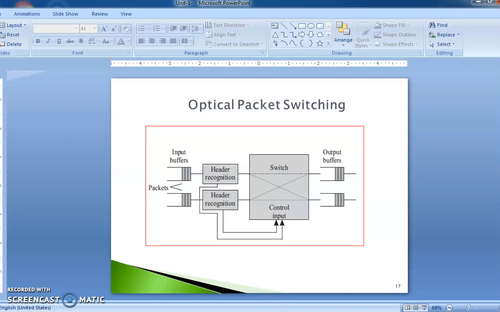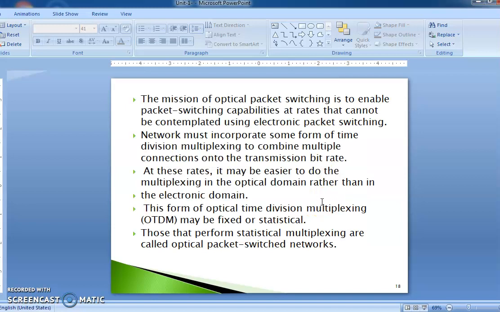Optical packet switching. This is how signals are transmitted as packets, and we are using light. The packets are converted into light and sent. So these are the packets. The input packets, in the form of light, are saved in the input buffers, and header recognition is done. Then a switch, by suitable control, transmits them, and they are saved in the buffers and sent.